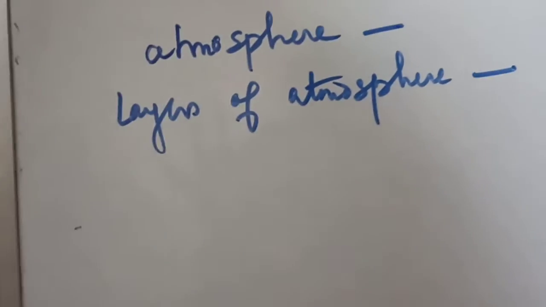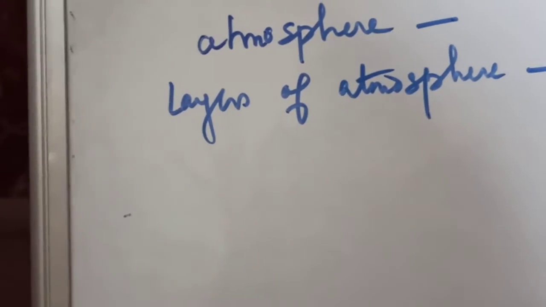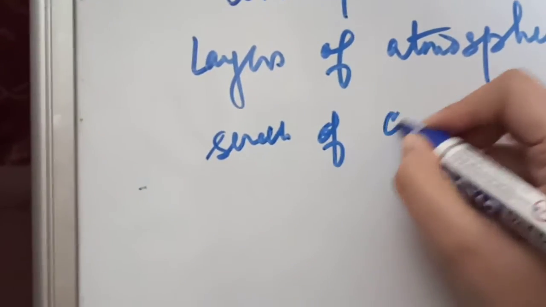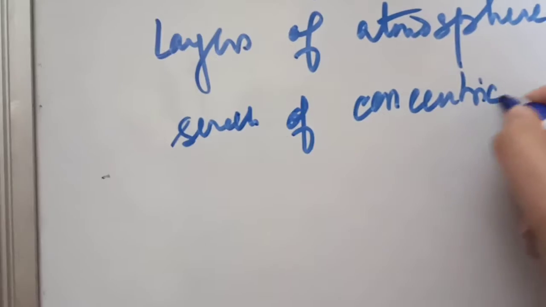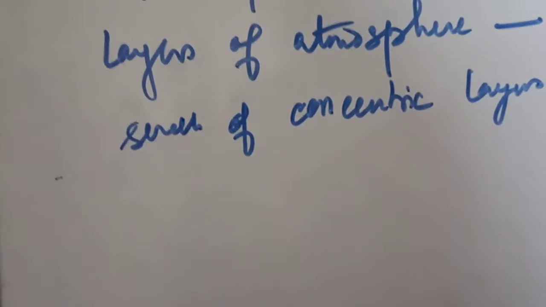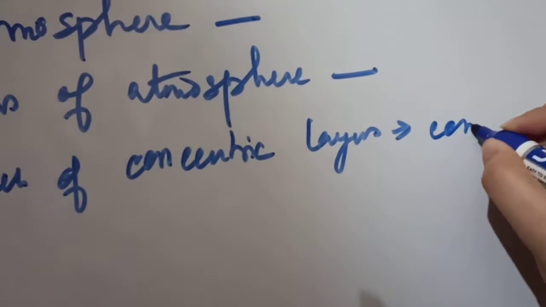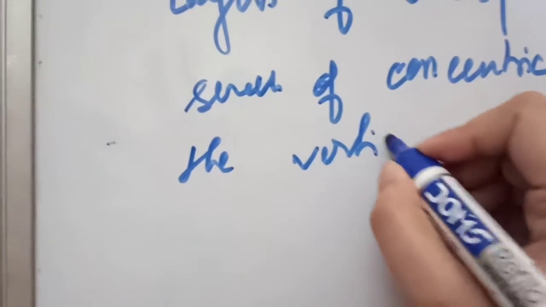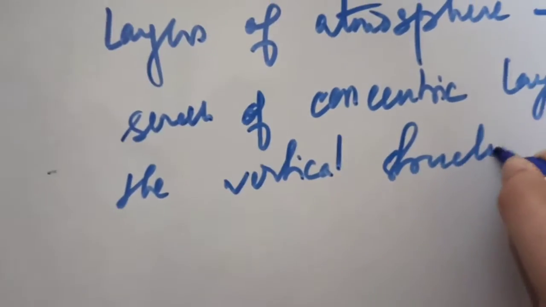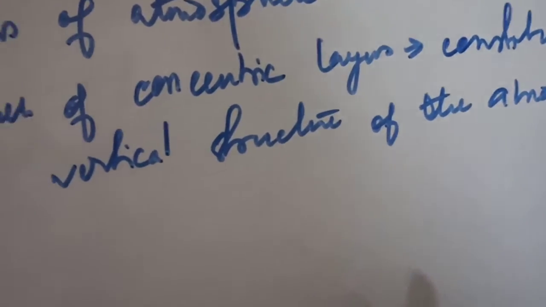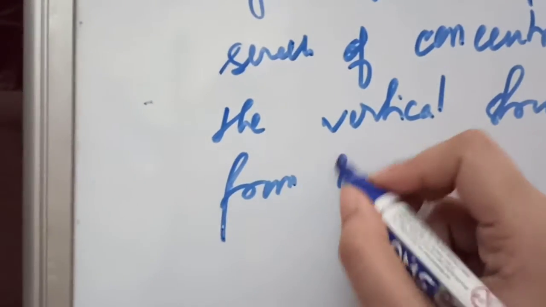The atmosphere around the earth is found in a series of concentric layers. These layers actually constitute the vertical structure of the atmosphere from the Earth's surface.